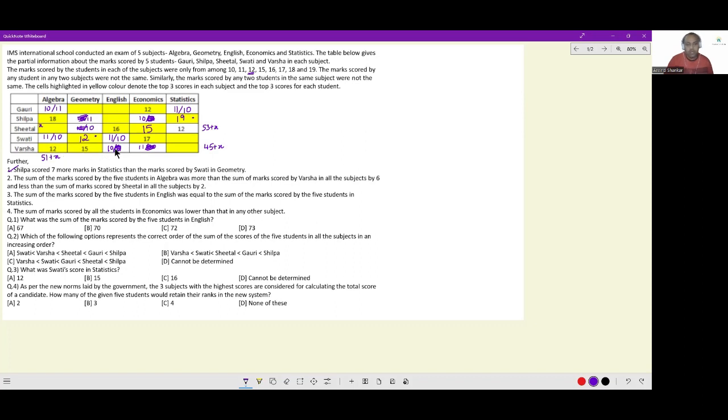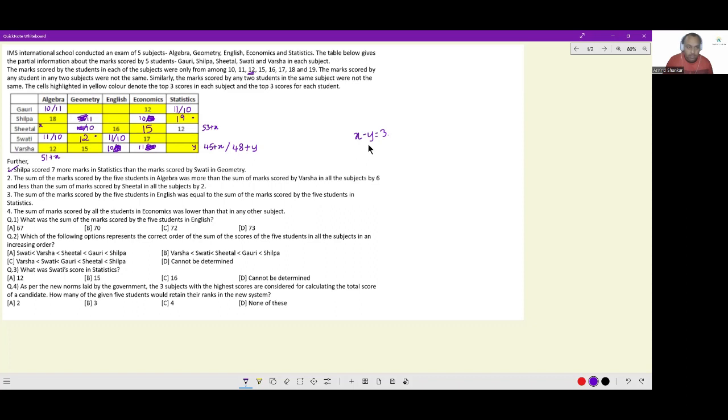So right now, Varsha's score is 12 plus 15 plus 10 plus 11. So 12 plus 15 is 27, 27 plus 21 is 48. 48 plus something. Let's say this is y. I can write this as 48 plus y, or if these two are identical, x minus y has to be equal to 3. X minus y has to be equal to 3.